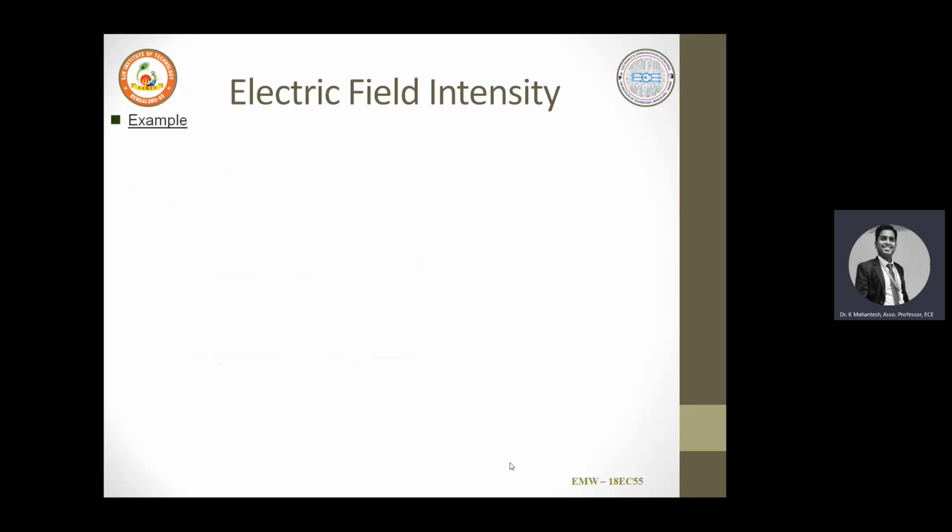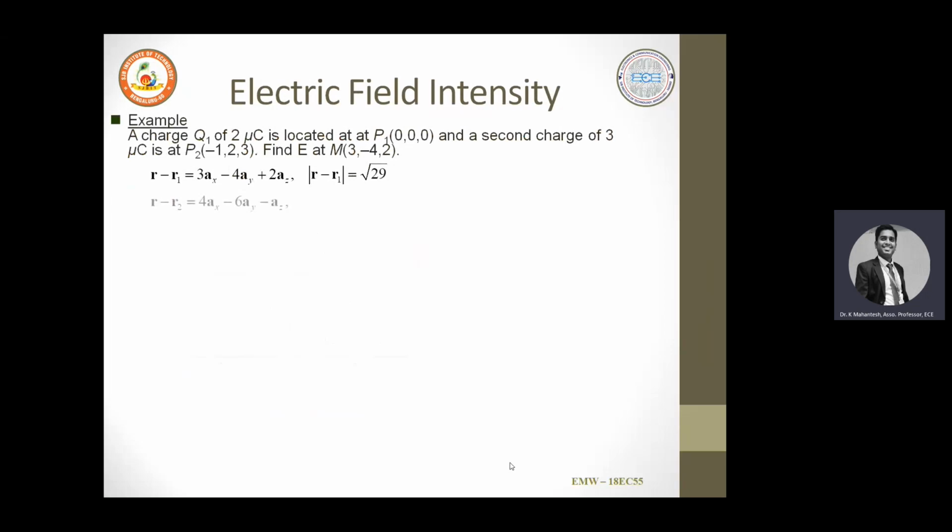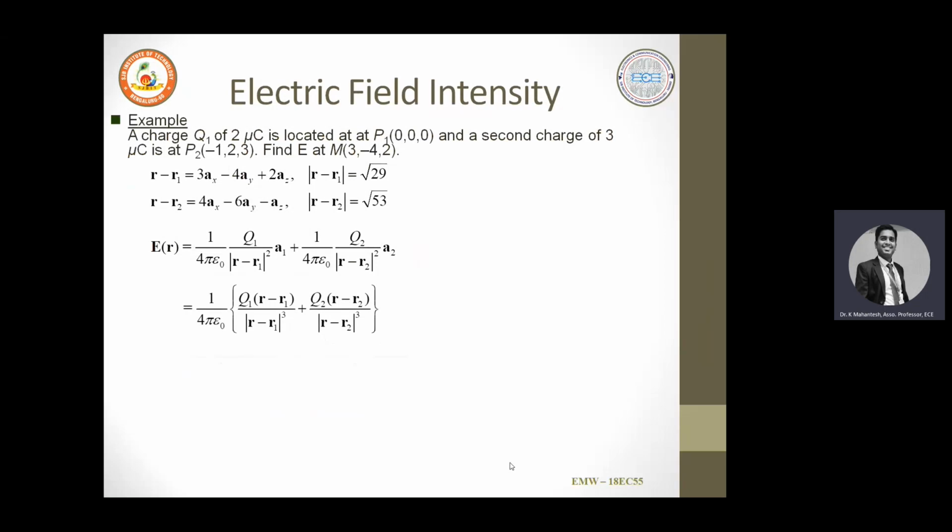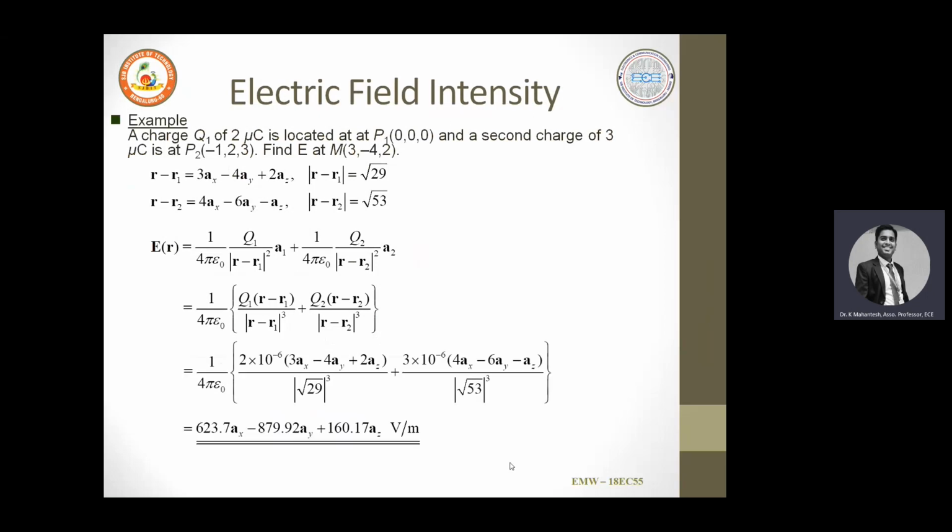This is an example which we discussed in a previous video. Just a quick review of this example: you are given a charge Q1 of 2 microcoulomb located at P1 and a second charge of 3 microcoulomb located at P2, and you need to find the electric field at the point M (3, -4, 2). You will get 623.7 AX minus 879.92 AY plus 160.17 AZ volts per meter.